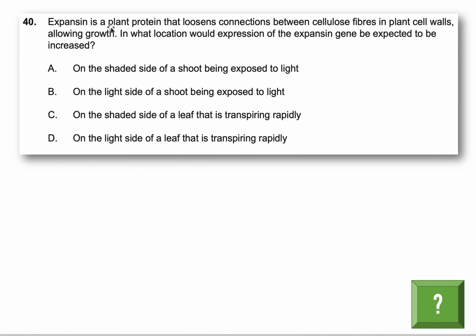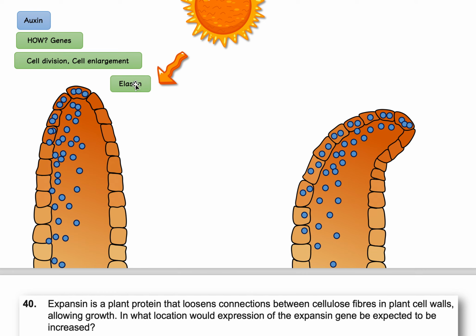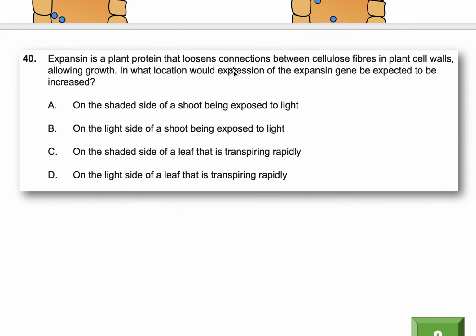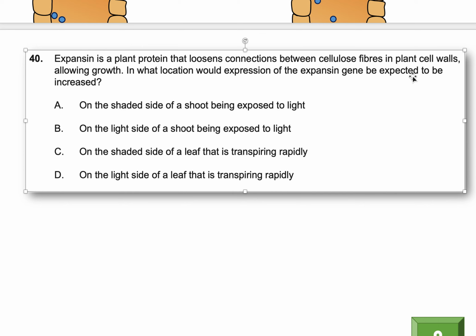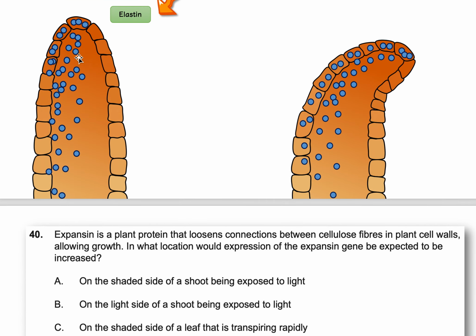Expansin is a plant protein that loosens connections between the cellulose fibers in plant cell walls, allowing growth. This is kind of what I just mentioned. It's kind of like elastin. It's a molecule that is going to help these cells, their walls, become less tight, more elastic, so that they can expand and become bigger. That's what they're saying here. In what location would expression of the expansin gene be expected to be increased? So they're basically asking on what location of the plant stem this gene expression will happen. Which side of the plant will become bigger?